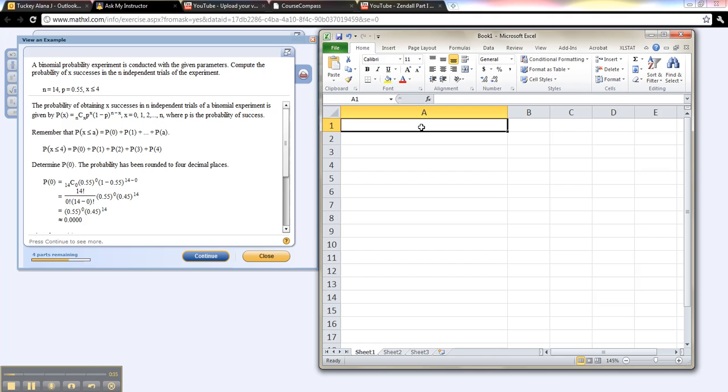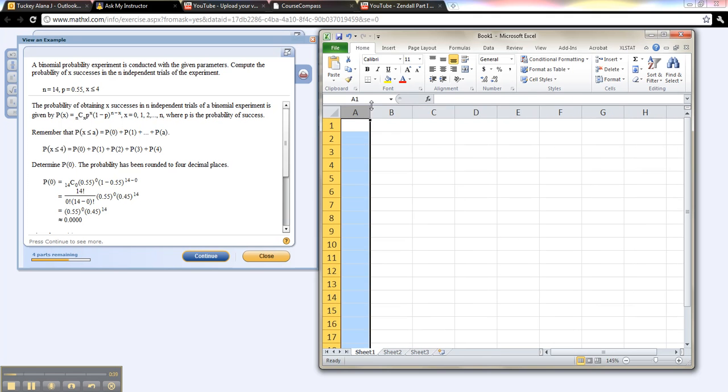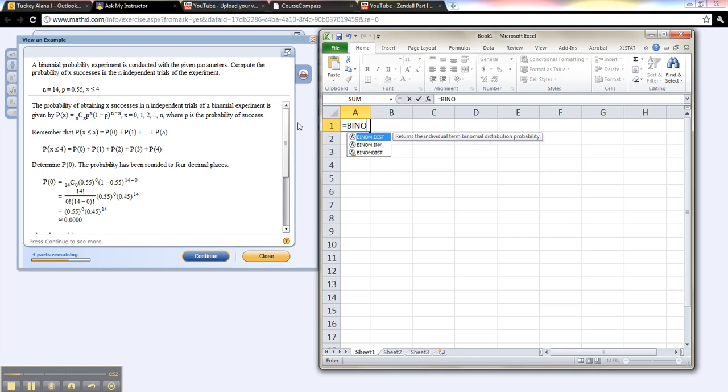Okay, so first thing they want to know is part A. They want to compute the probability of X successes in n independent trials. And again, this is a binomial example. So it would be binom dist. Now the number of successes, well, 4 successes is the most.